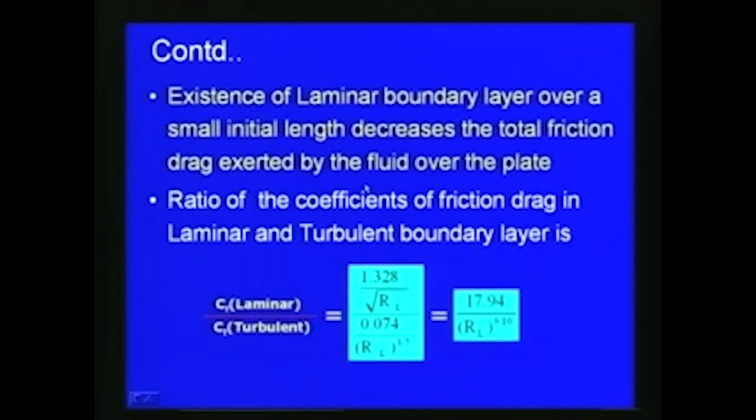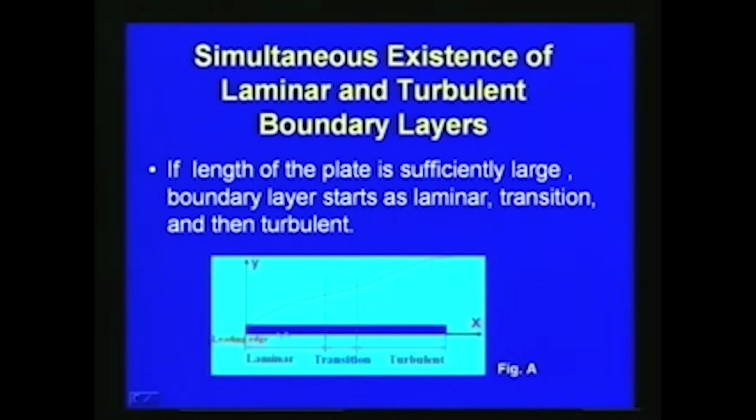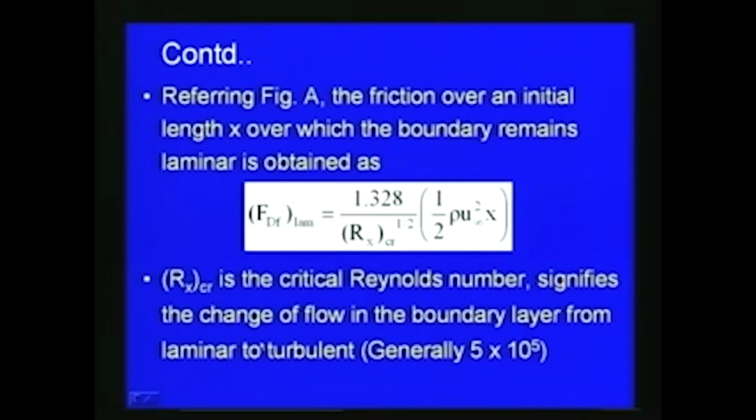So, here if you refer to this figure, this is the length where the transition from laminar starts. The friction over an initial length x, over which the boundary remains laminar, is obtained as FDF laminar equal to 1.328 Rx critical to the power 1 by 2 into half rho u infinity square into x, where u infinity is the free stream velocity and Rx is the critical Reynolds number at that location, that means at x.